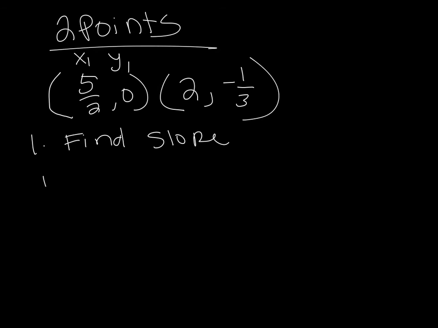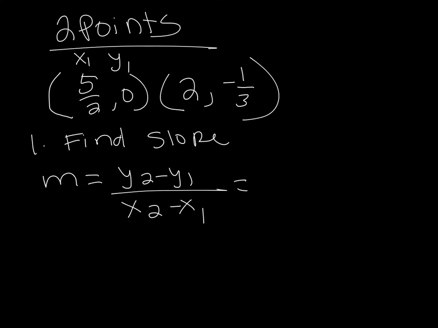Now we remember that our equation for slope is y2 minus y1 all over x2 minus x1. And you may have learned it the other way, and that's fine. It truly doesn't matter, as long as you have y1 minus y2 and x1 minus x2. Either way works. So I'm going to call this my x2, my y2. So I have minus 1/3 minus 0 all over 2 minus 5/2.